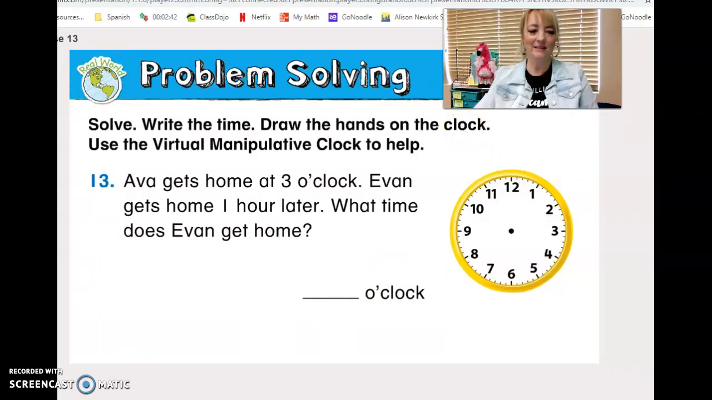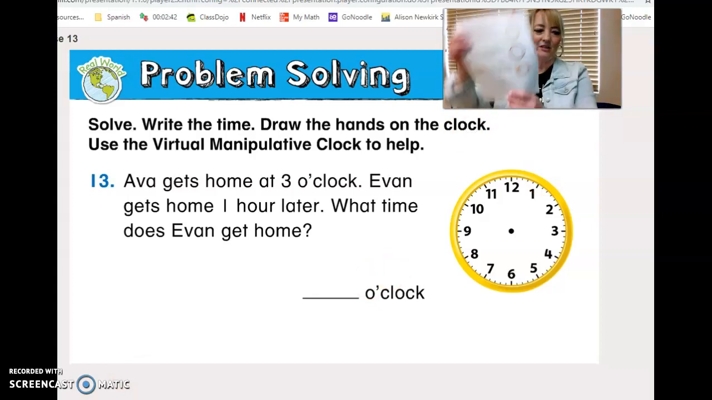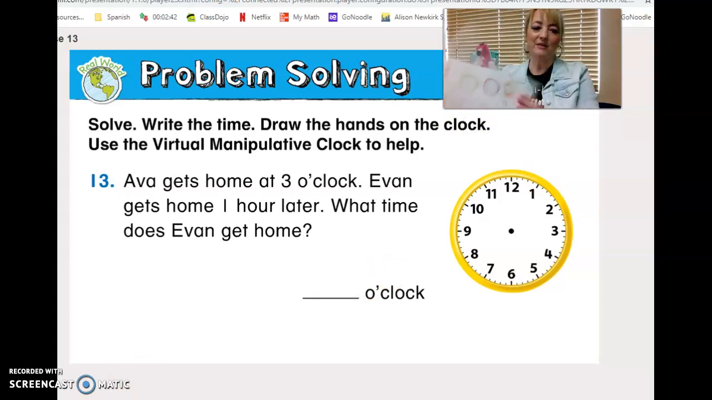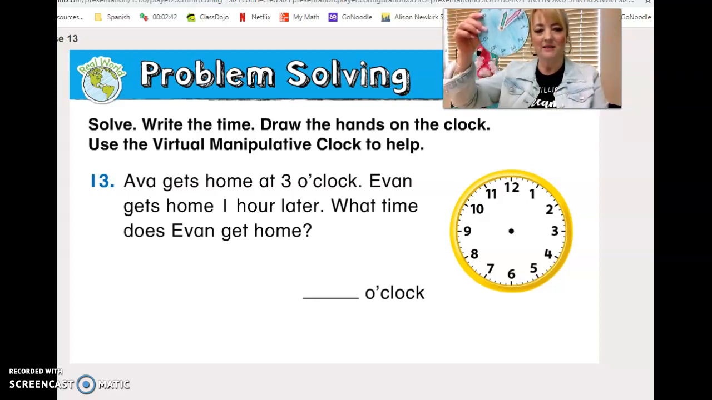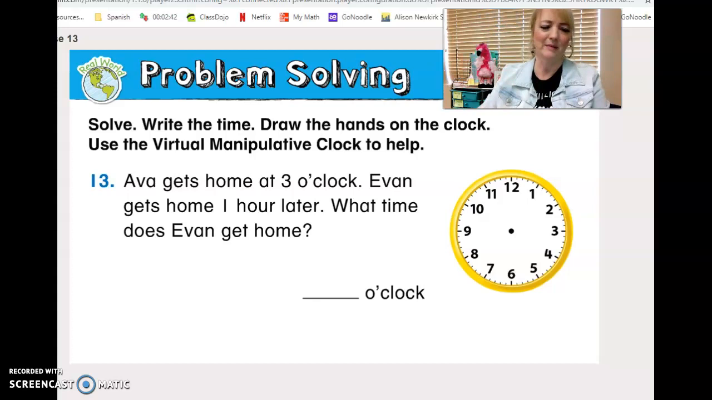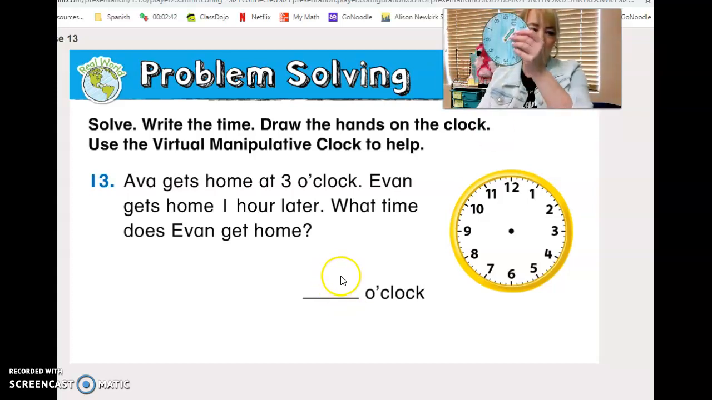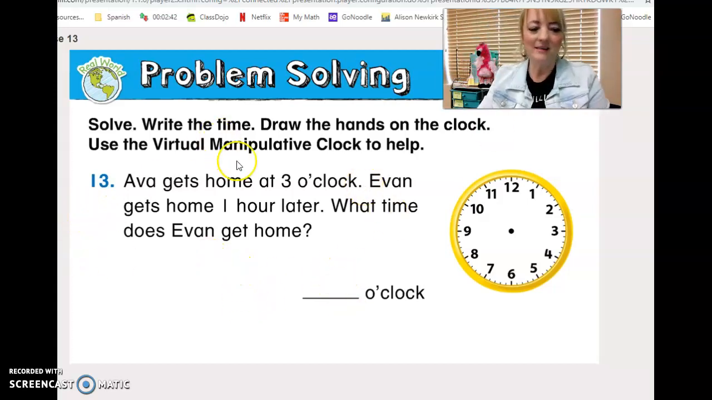Okay, last we have the problem solving, which is the back page. Solve, write the time, draw the hands on the clock, use your clock to help. Mine says virtual manipulative clock, but we're just using our little paper clock. Ava gets home at 3 o'clock. Ava is my daughter's name. Evan gets home 1 hour later. What time does Evan get home?